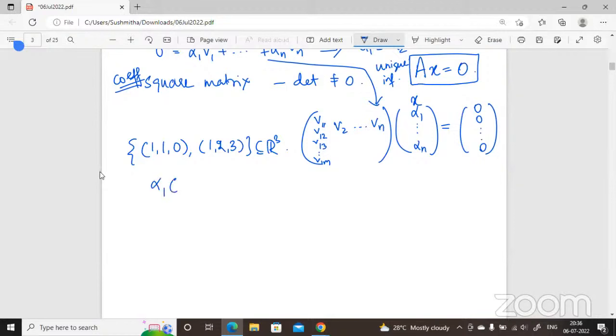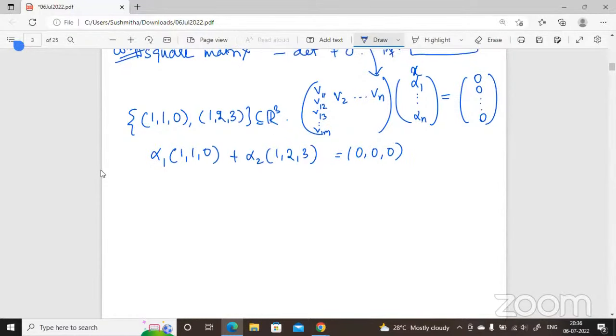So what I have to do is alpha 1 times the first vector plus alpha 2 times the second vector equal to the 0 vector. I want this to have a unique solution, that is, alpha 1 and alpha 2 should be equal to 0. So what do I get? Alpha 1 plus alpha 2 is 0. Alpha 1 plus 2 alpha 2 is 0. And then 0 alpha 1 plus 3 alpha 2 is 0.